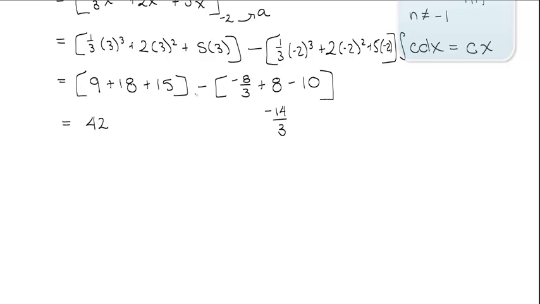But since there's a negative out front, and this negative as well, it's going to turn into a plus 14 over 3. I got 14 over 3 because you have -8 over 3, and then to make 8 and 10 over the same denominator, we multiply 8 by 3, so we're going to get -8 over 3 plus 24 over 3. And then we multiply 10 by 3, so -30 over 3. And when you add those tops, you're going to get -14, and then it's all over 3.